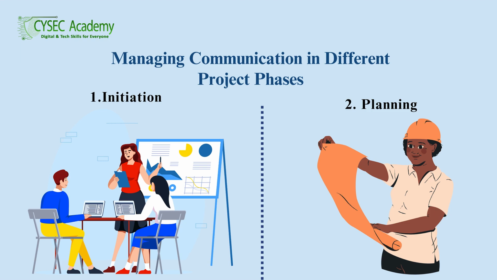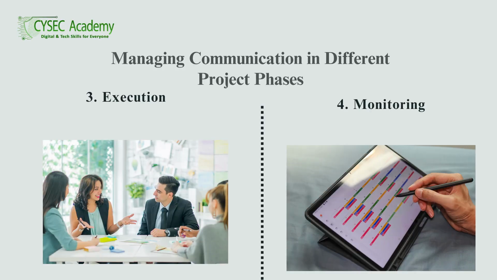2. Planning. Detailed communication about plans, schedules, and roles. In other words, developing and sharing a detailed project plan with timelines and resource allocations. 3. Execution. Regular updates on progress, issues, and changes. For example, setting up weekly status meetings to track progress and address any issues that arise.